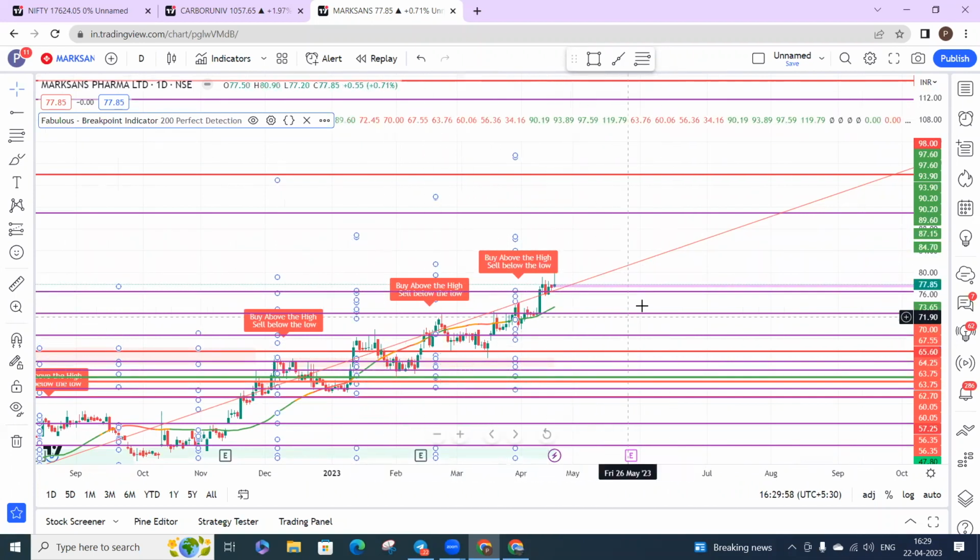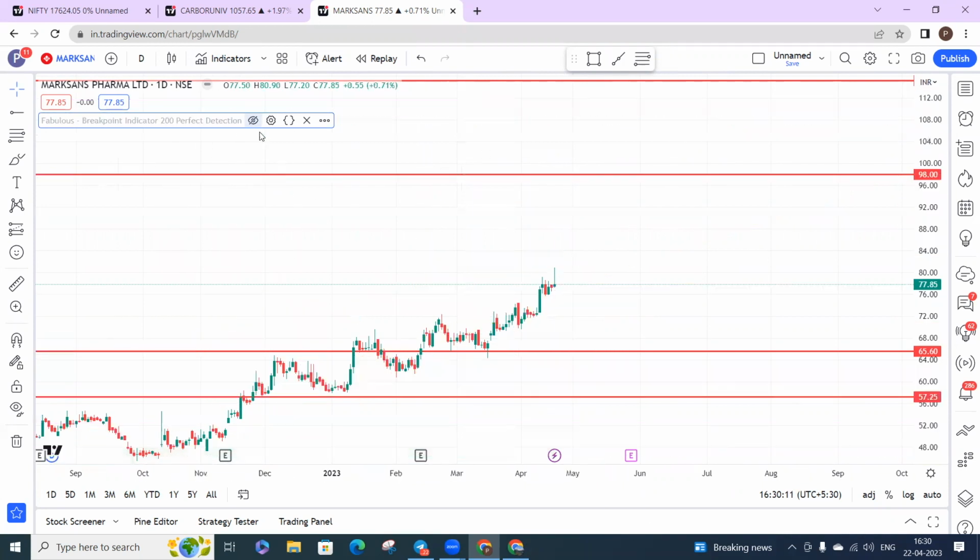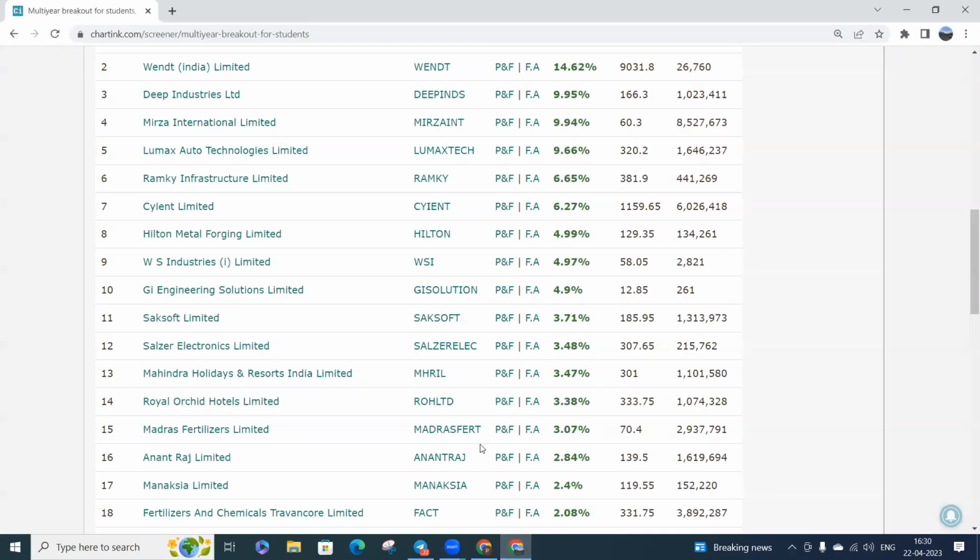Where should I buy and where should I sell? It's already, you missed it. It's above the compulsory buy. It's above the 5 level. You're going for the 6th level. Go and buy it. But when you see one which is near to the buy level, do not miss it. GI Engineering.